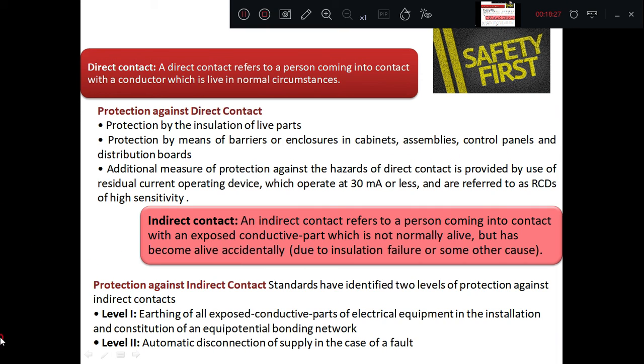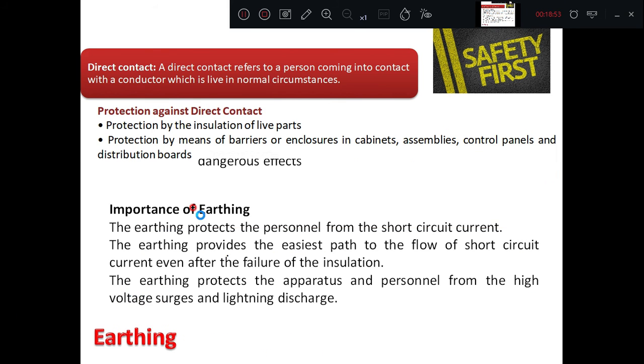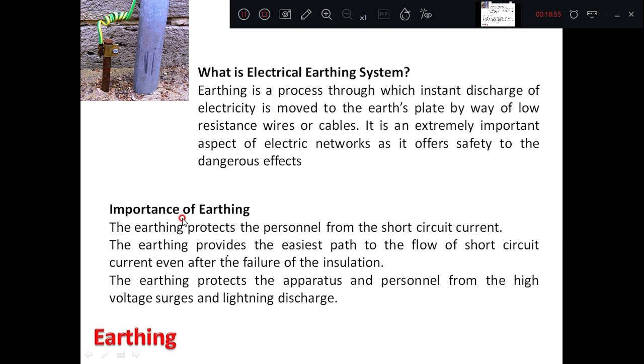Then you have to protect human beings from these two types, direct contact shock and indirect shock. For direct contact, there is protection by insulation of live parts and protection by means of barriers. In the case of indirect contact, we have two levels of protection. One is earthing of all exposed conductive parts, and level 2 is automatic disconnection of supply in the case of a fault. Based on this, we are designing.